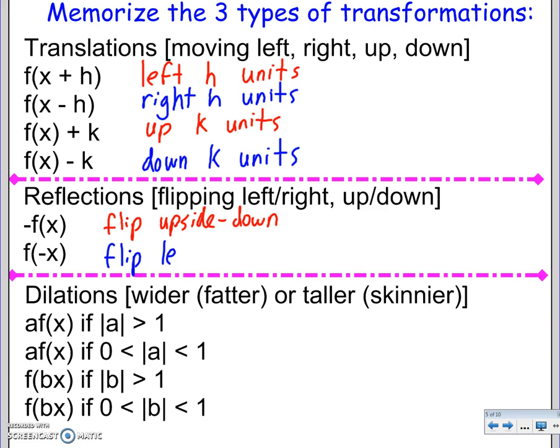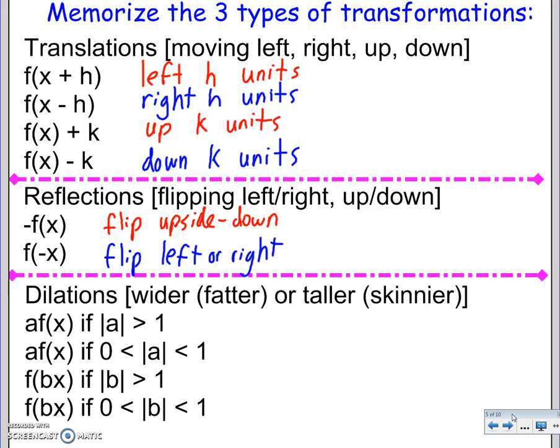Flip left or right. It really doesn't matter which one you choose. All right, and the last one, dilations. This makes the graph either wider or fatter, or taller and skinnier. The correct words are usually vertically compressed or vertically stretched, but I like wider and taller.